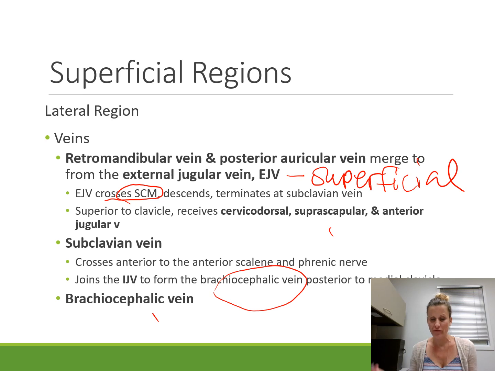The external jugular vein is superficial, and it crosses the top of the sternocleidomastoid. It's still underneath the platysma though. The internal jugular vein follows down along the common carotid arteries, and it goes deep to the sternocleidomastoid. The external jugular vein is going to end up terminating at the subclavian, right? And then the internal jugular vein merges with the subclavian, and that gives us the brachiocephalic.